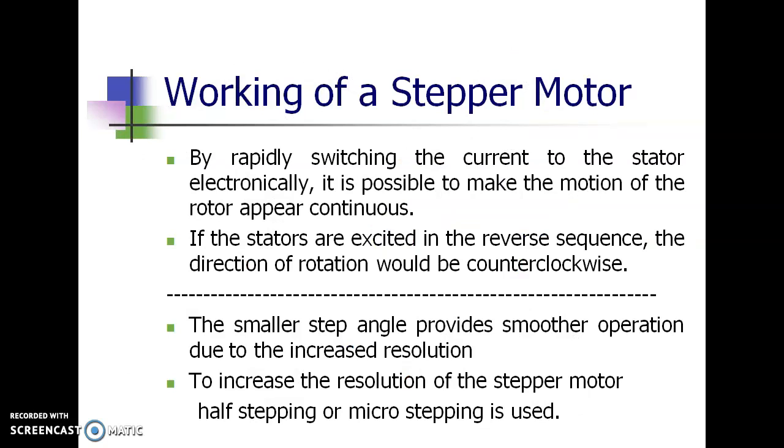By rapidly switching the current to the stator electronically, it is possible to make the motion of the rotor appear continuous. So by providing the current electronically to the stator by switching on and switching off, we can make the motion appear continuous. It is not actually a continuous motion, it is a discrete motion, but it appears as a continuous motion.